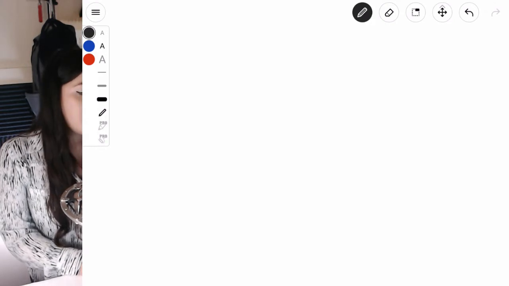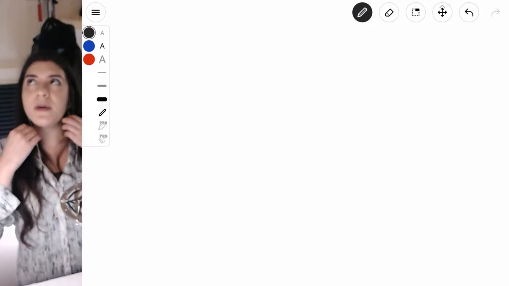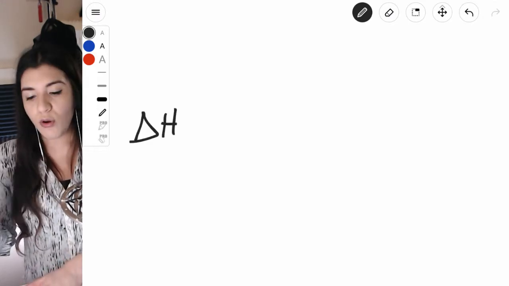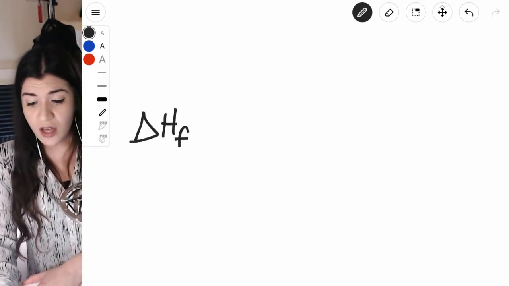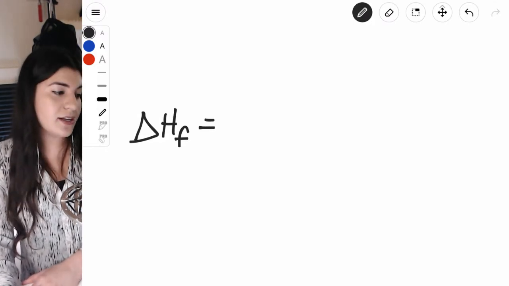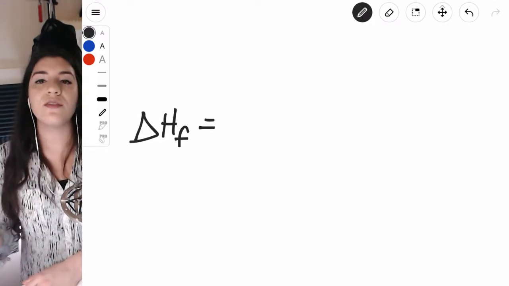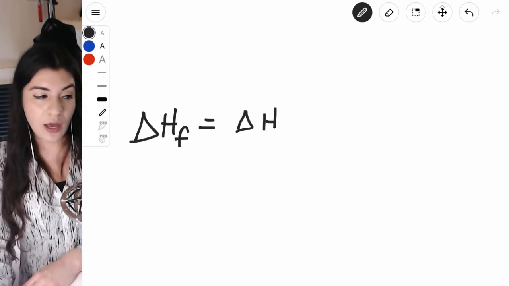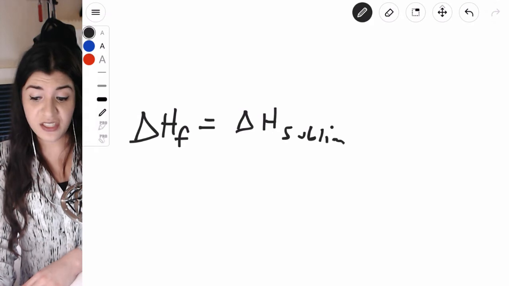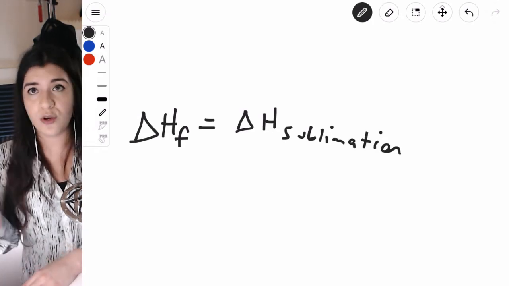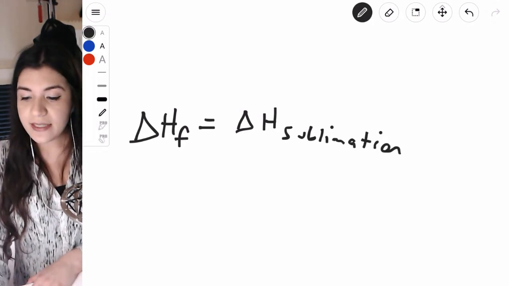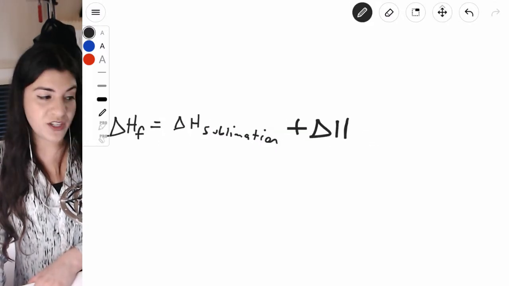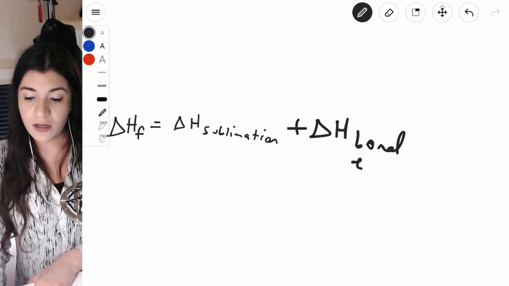Here we go. Okay, so let me give you the formula. This is going to be really helpful to pretty much do all of these questions. So let's say I were to find the overall enthalpy of formation, that's what this means. F means formation of some sort of solid. And then this is going to equal our enthalpy of sublimation, sublimation meaning we're just going from a solid to a gas. And then I'm going to add this to our enthalpy change for bond energy.